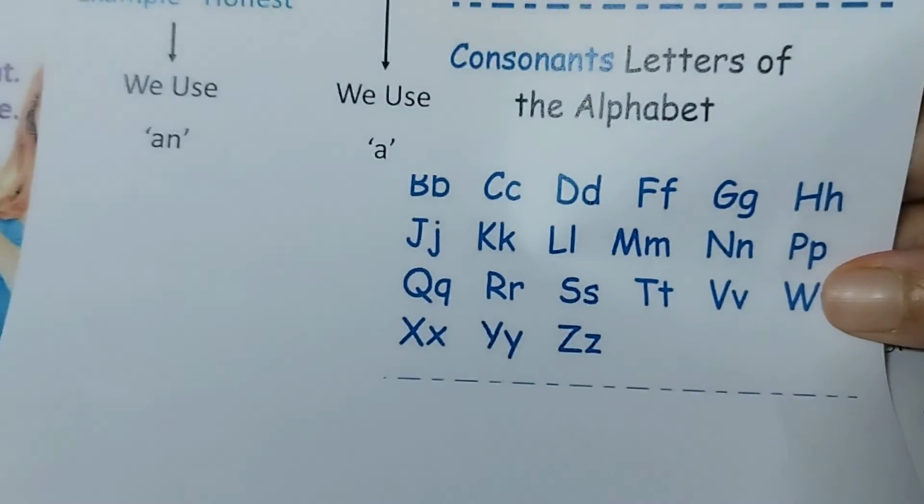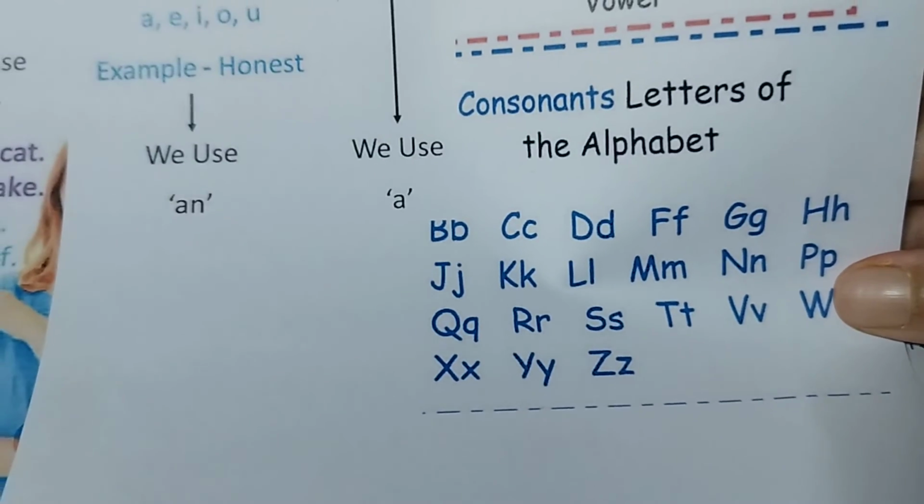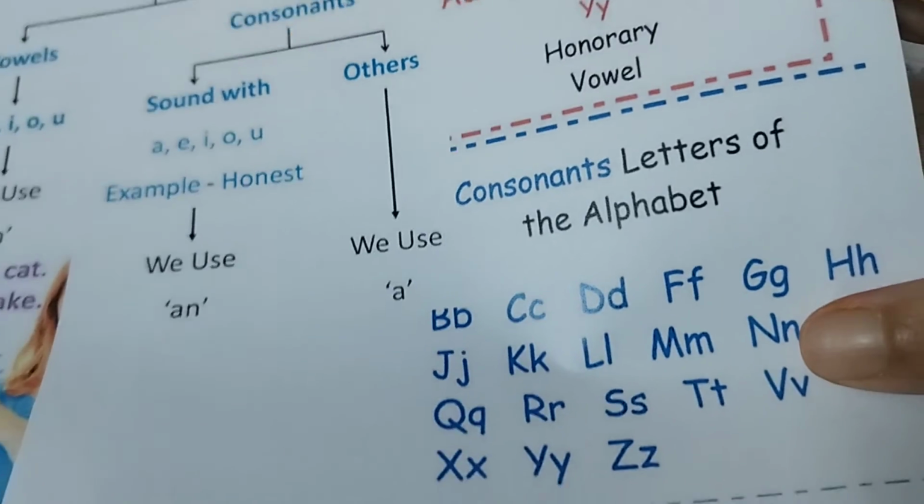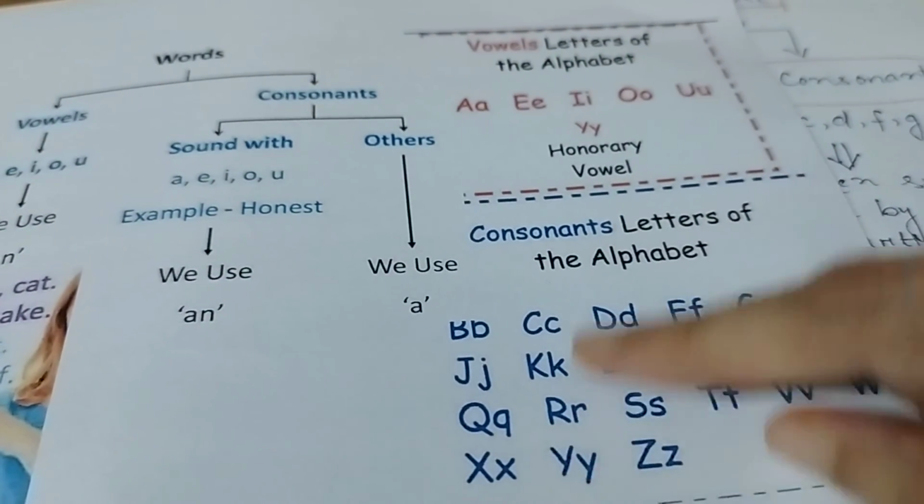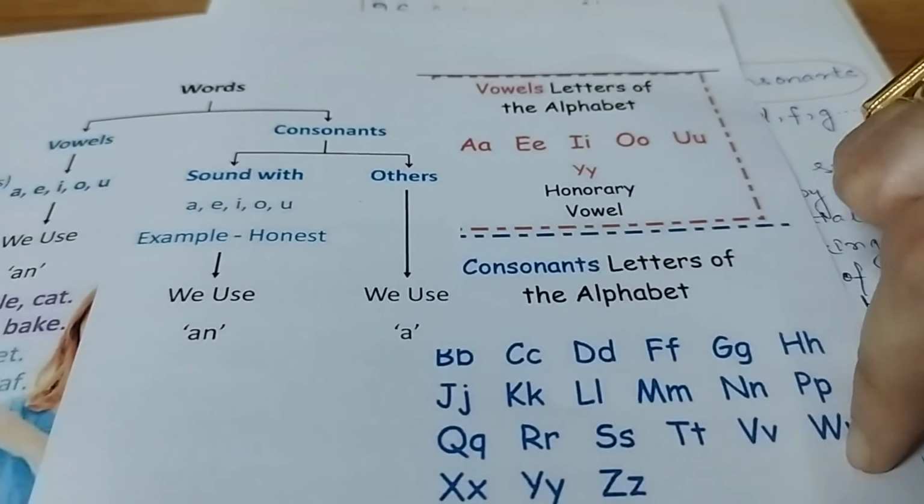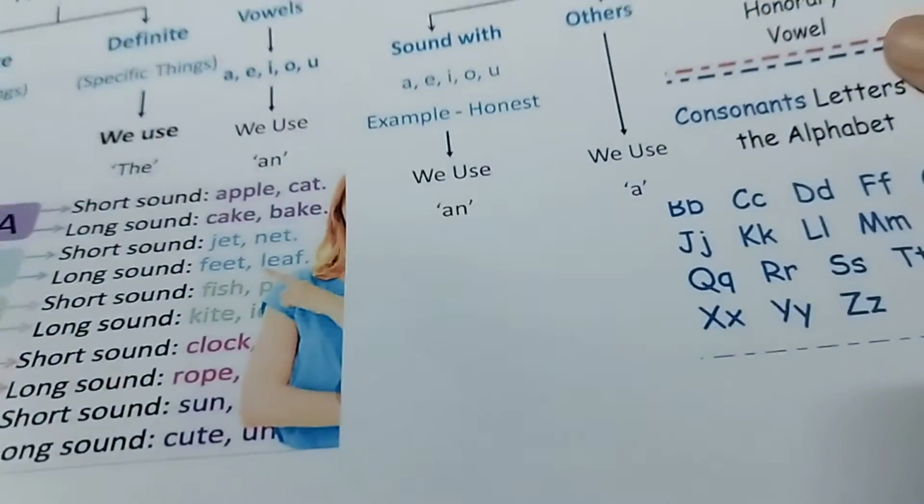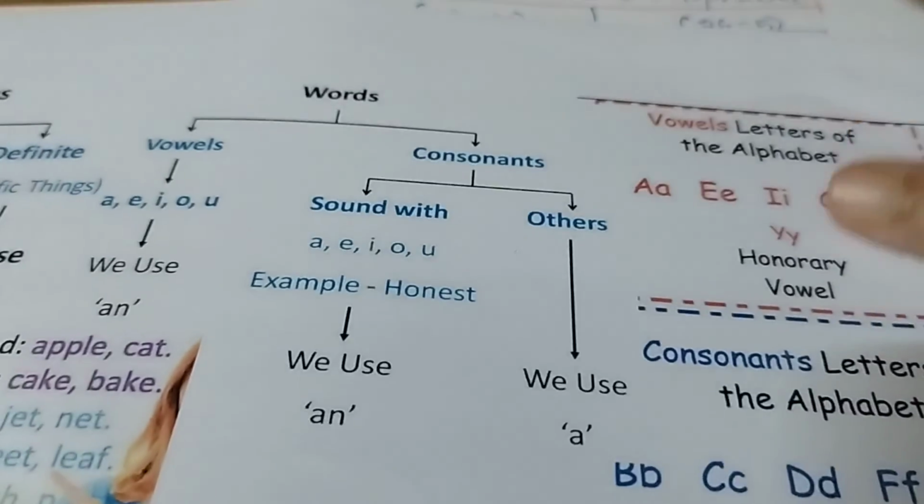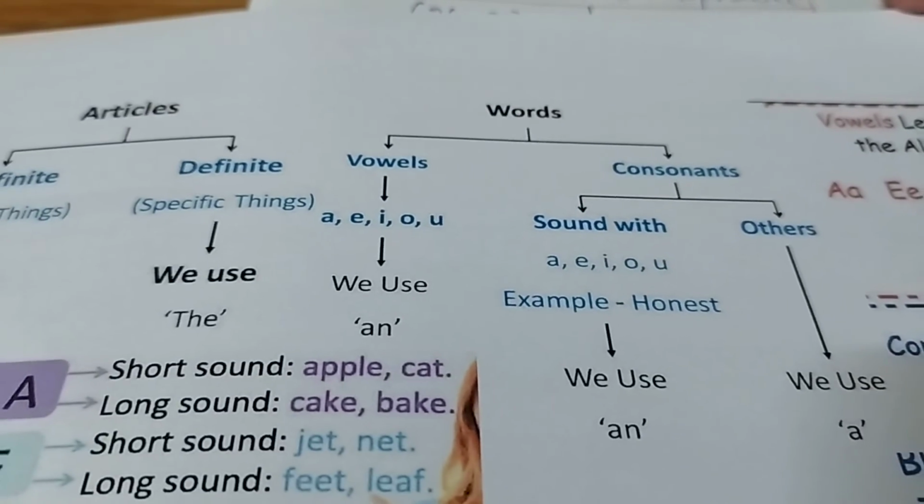The consonants are the rest of the letters, but there are some exceptions. See, it goes here too and here too. It goes in vowel and also remember W too. We'll read about all of this later on in a different video.